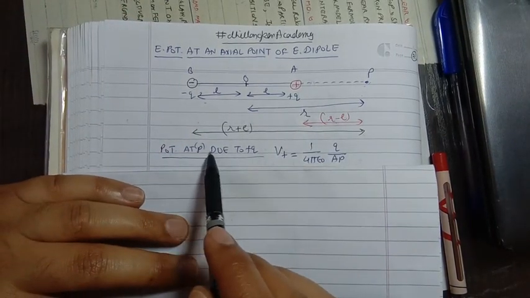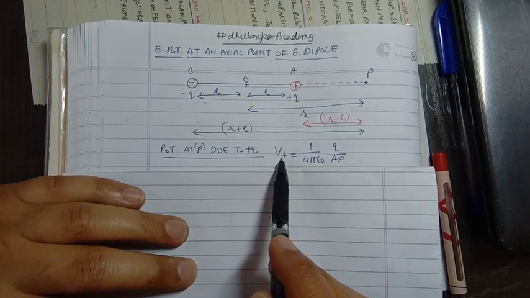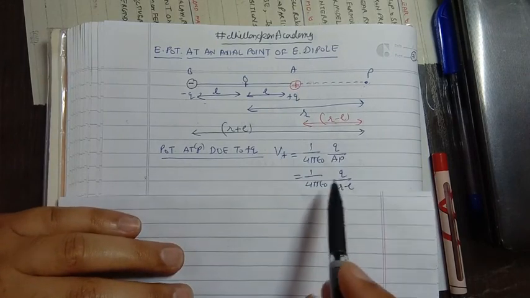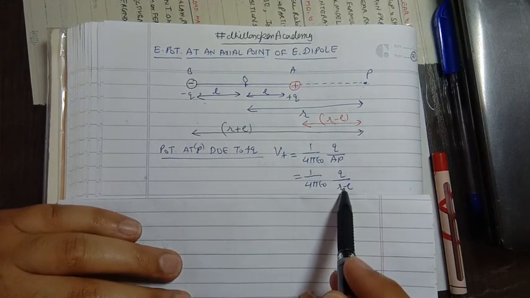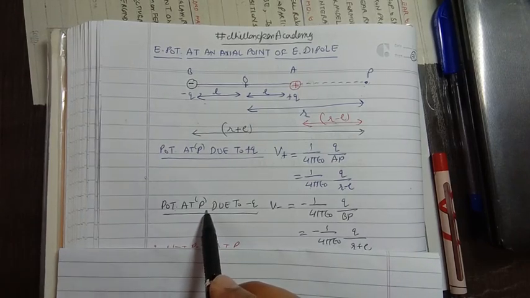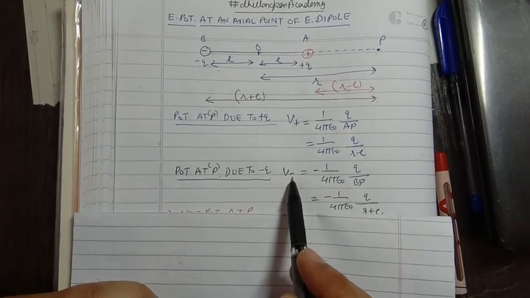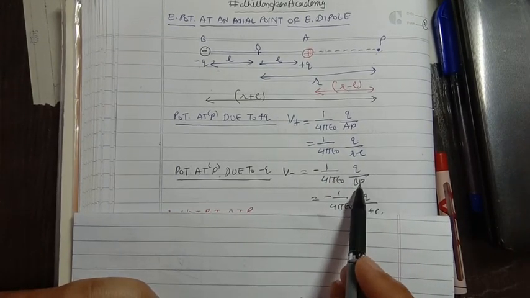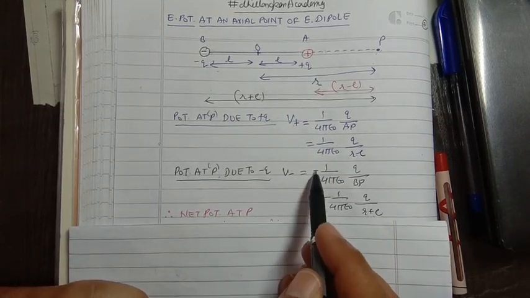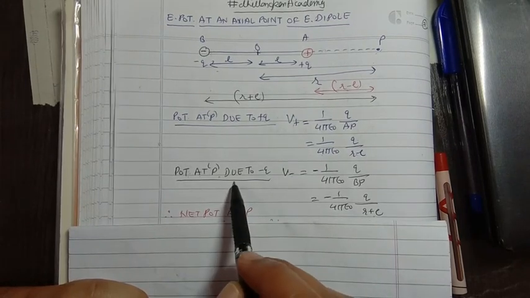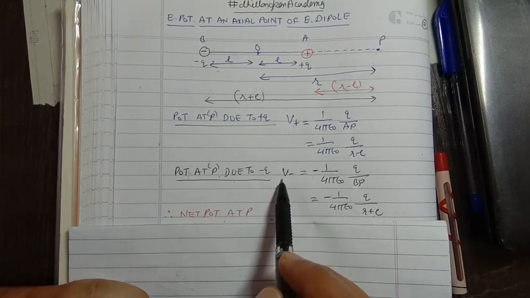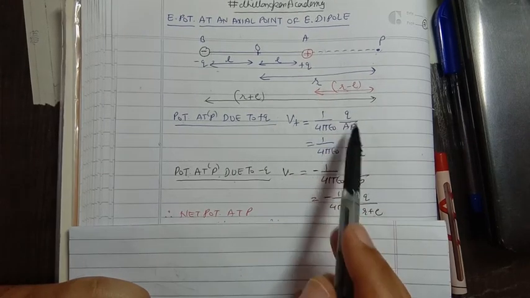So the potential at the point P due to plus q charge is V plus equal to 1 over 4 pi epsilon naught q over AP. AP is equal to r minus L. So it is equal to 1 over 4 pi epsilon naught q over r minus L. Similarly, if we write the expression for potential at P due to the minus charge, it will be V negative equal to 1 over 4 pi epsilon naught q by BP, which is equal to 1 over 4 pi epsilon naught q over r plus L. Look at this negative sign. Because potential is a scalar quantity, you have to include a negative or positive sign in the expression of potential accordingly, if the charge is positive or negative.